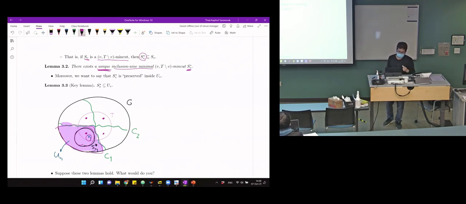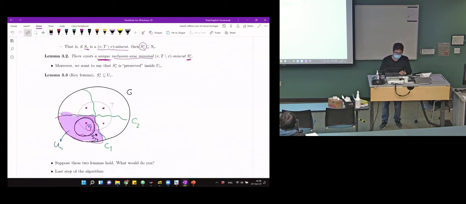And we have two things. If it contains a terminal V, it would not contain any other terminal. That's one thing. And moreover, the very important thing is that I'm going to claim that the min cut that separates V from the rest is actually safely preserved inside UV. S star V cannot be like this. It cannot be like this. It is inside UV here. Is the claim clear?